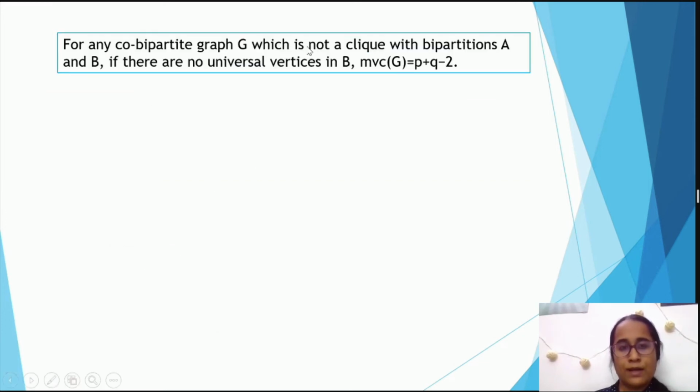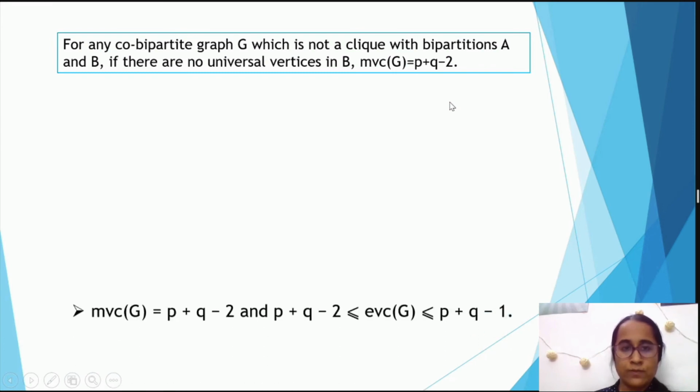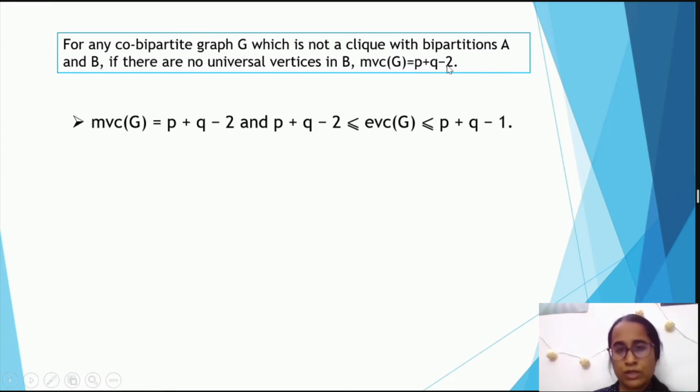For any co-bipartite graph which is not a clique, MVC of G is P plus Q minus 2. This can be easily observed. We know that for a graph with n vertices, in particular this co-bipartite graph with n vertices, if we have just one vertex which does not have a guard, then we are able to defend all the attacks. So we have EVC between P plus Q minus 2 and P plus Q minus 1, and MVC of G equal to P plus Q minus 2. Notice that the first inequality was because EVC is always greater than or equal to MVC.